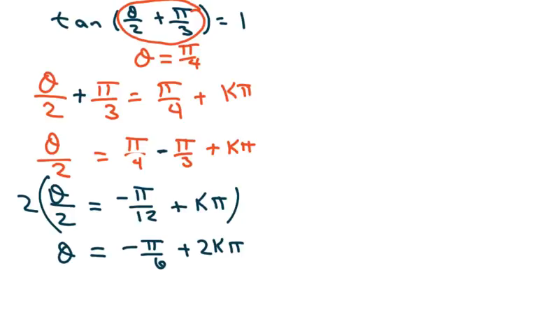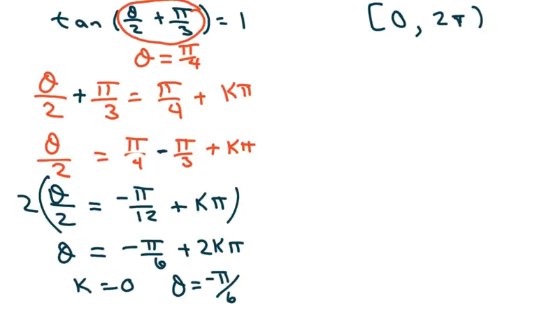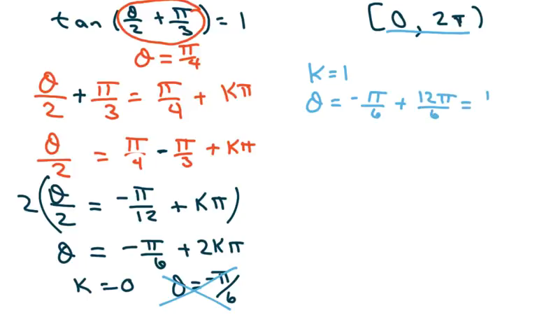Now, we want our solution set to be between 0 and 2 pi. And if you notice, if we put in k equals 0, we get theta equals negative pi over 6. That doesn't work because it doesn't fall in our domain here. So I'm going to cross that out, and I'm going to try k equals 1. For k equals 1, we get theta equals negative pi over 6 plus 2 pi, which is negative pi over 6 plus 12 pi over 6. That gives us 11 pi over 6.